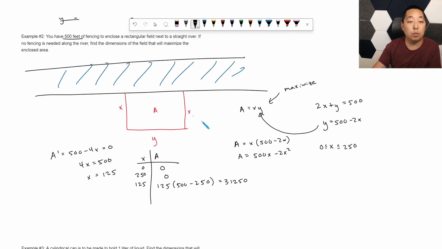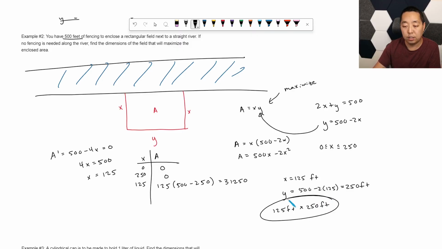So then we would say, what are the dimensions of the field? The x is 125 feet, and for y, you just look at this expression. It's going to be 500 minus 2 times 125, which is 250 feet. So the maximum area is going to be 125 feet by 250 feet. Okay. So again, the goal is to find that objective function, get it in terms of one variable, and then we run the method to find the absolute maximum.